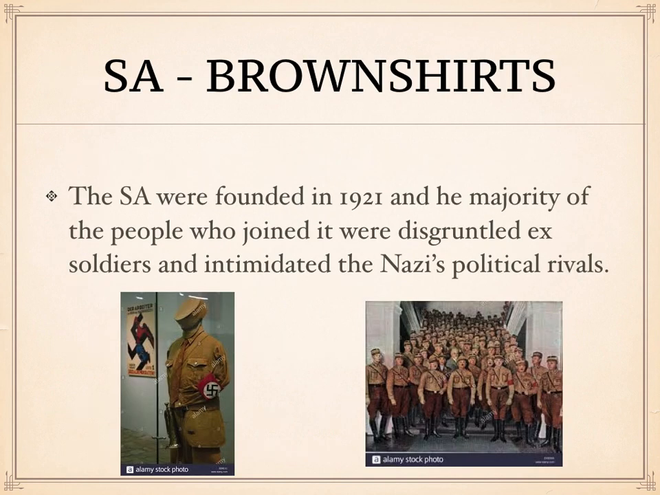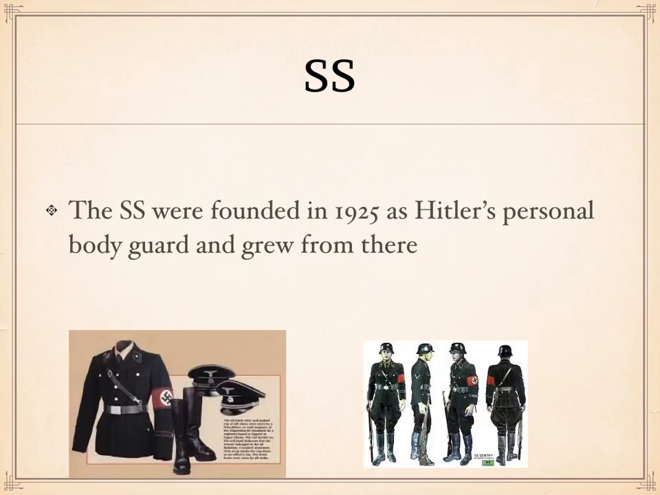So as I alluded, Hitler set up the SA or the Brownshirts. The Brownshirts or the SA were founded in 1921, and the majority of the people who joined it were disgruntled ex-soldiers. Remember, after the war, the German army was reduced to 100,000. So there were a lot of people who had been soldiers and were now kicked out. They joined the SA. They would have fought, like we said, street battles with communists. They would have intimidated the Nazis' political rivals, people such as the communists. They did security for a lot of the early Nazi meetings and stuff like that as well.